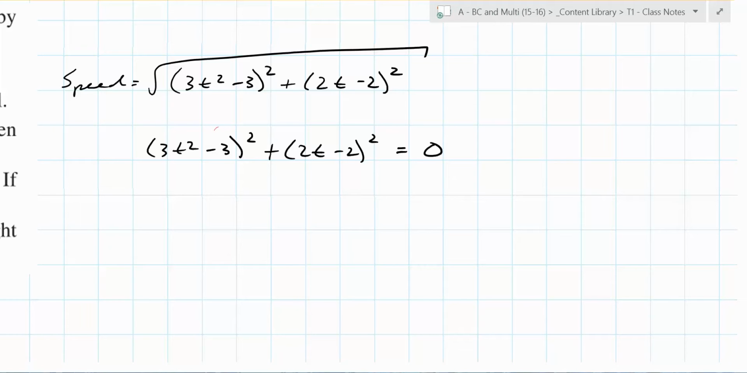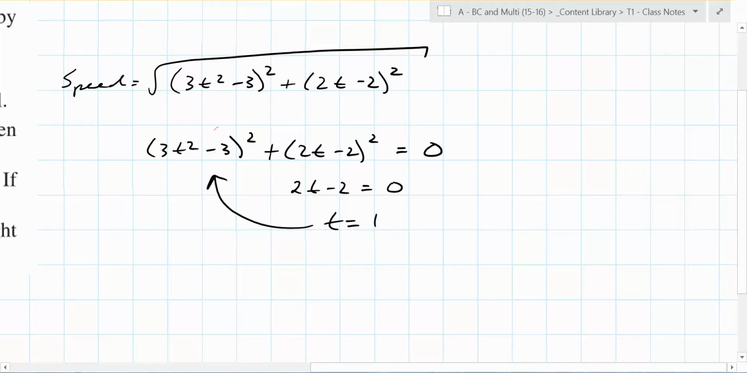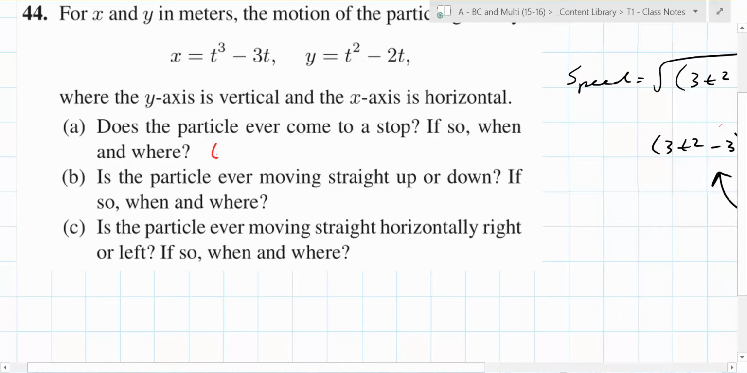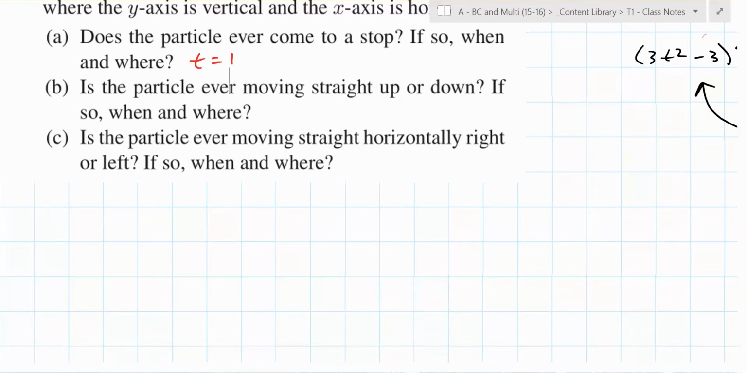So you can solve one of them and see if the other one is also going to be that. Which one's nicer? You know that 2t minus 2 has to be 0, so t has to be 1. Does that make the other 0? Yes. So is there a time when it comes to a stop? Time equals 1. Are there any other times? No.